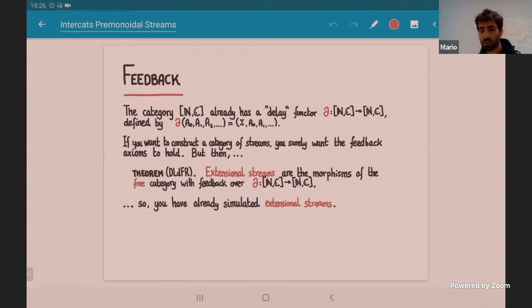So there is a natural delay functor in C to the n, that is the one that takes a sequence of objects and just puts the monoidal unit at the beginning, delaying every object by one unit of time. And if you construct such a feedback functor on some category that contains C to the n, then you are going to contain also extensional streams.